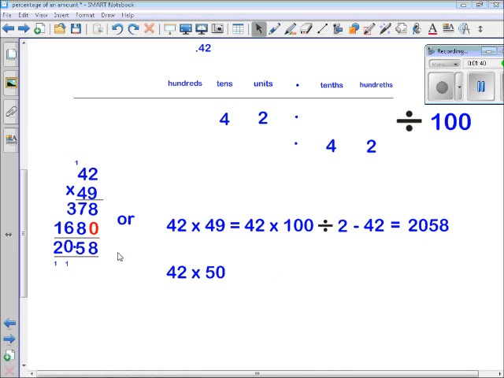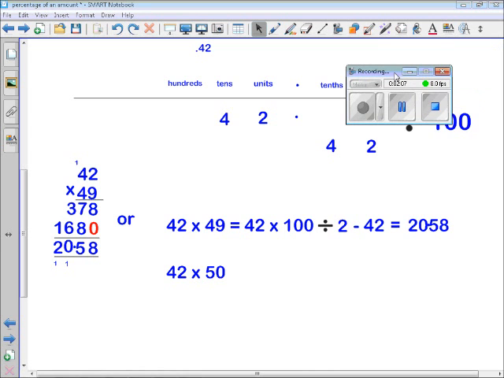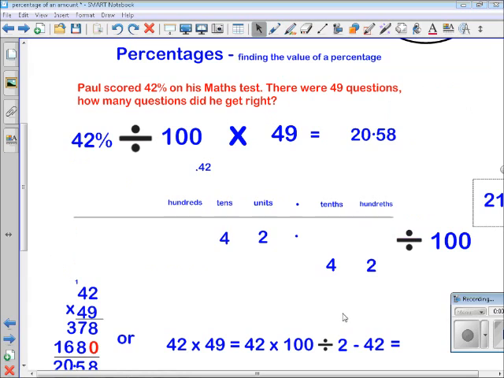2058. And just as I did over here in the long multiplication, I need to remember that there were two numbers after the decimal point, because it was 0.42 I was dealing with. So I need to make sure that in my answer, my decimal point, and I'll borrow one from up here, will need to go in just there to make the answer 20.58. So whether you choose to use a long multiplication or whether you do it mentally, either way you'll end up with an answer like this, 20.58.